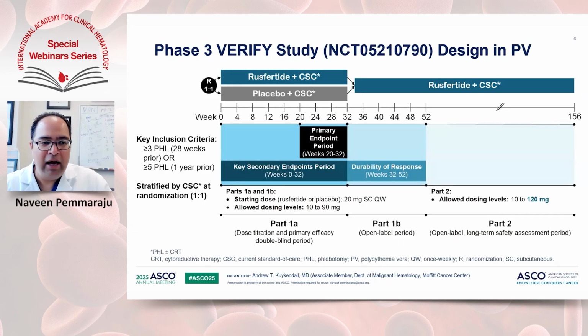As in any trial with this kind of design, half the patients will get the rusfertide, the new hepcidin mimetic, half will get placebo, although here that can mean phlebotomies or whatever standard of care agent you're on, interferon, Ruxo, Hydrea, etc. And then after the endpoint period is reached at 32 weeks, patients can be crossed over or continued on the rusfertide. Key secondary endpoints are important. The primary endpoint is to become phlebotomy free when you're so phlebotomy dependent. And the secondary endpoint is, can we improve your symptoms, including fatigue, which is a sort of holy grail in this disease. You can see the schema here.